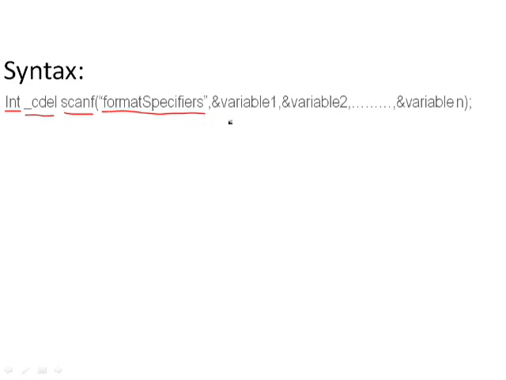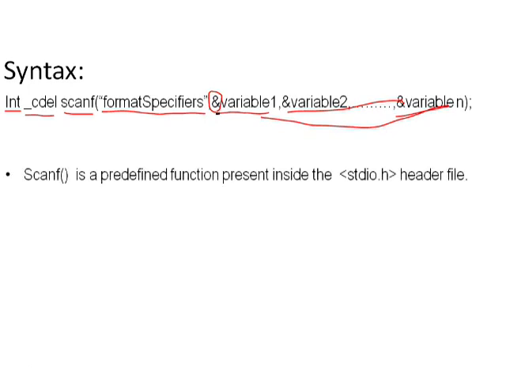From the second parameter onwards we have variable name 1, variable name 2, and so on up to variable name n. Every variable is preceded by the ampersand operator. Now scanf is a predefined function. It means its functionality is already defined, and it is present inside the stdio.h header file. We are just using the scanf function in our program. We are not defining its functionality.